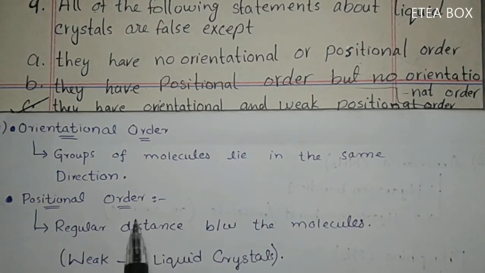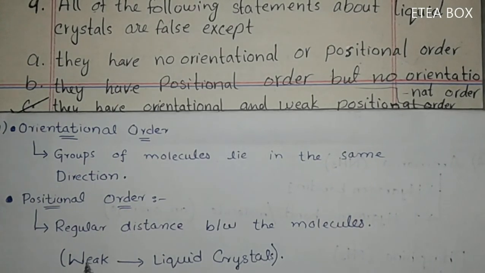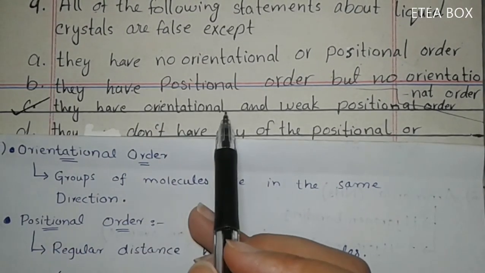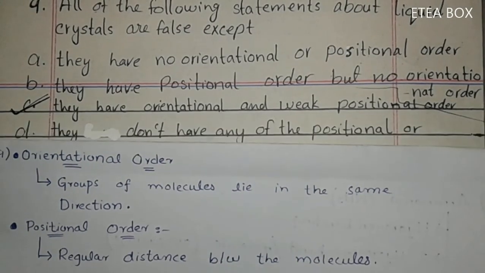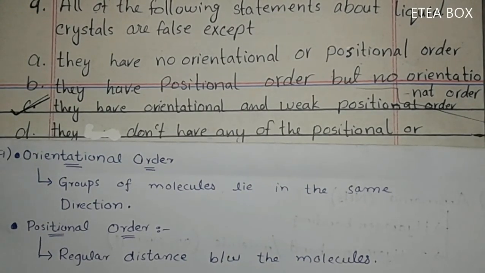Next, what is positional order? Regular distances between the molecules. So the liquid crystals have weak positional order. The distance between their molecules is not regular. Now look at option C. They have orientational but weak positional order. So option C is correct. It means that their molecules are oriented in the same direction, meaning they have the same angle but their distances are different.